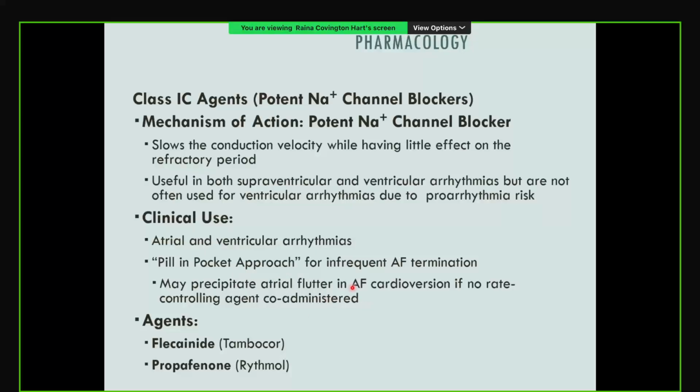Again, we said that these can be proarrhythmic, so you can see that it can cause a flutter in some of our patients if we don't give them one of our rate control meds. So like our beta blocker, the calcium channel blocker, or the digoxin, it's proarrhythmic, so it can cause those flutters to be worse. Flecainide, propafenone, which were our fries, please, in our McDonald's.